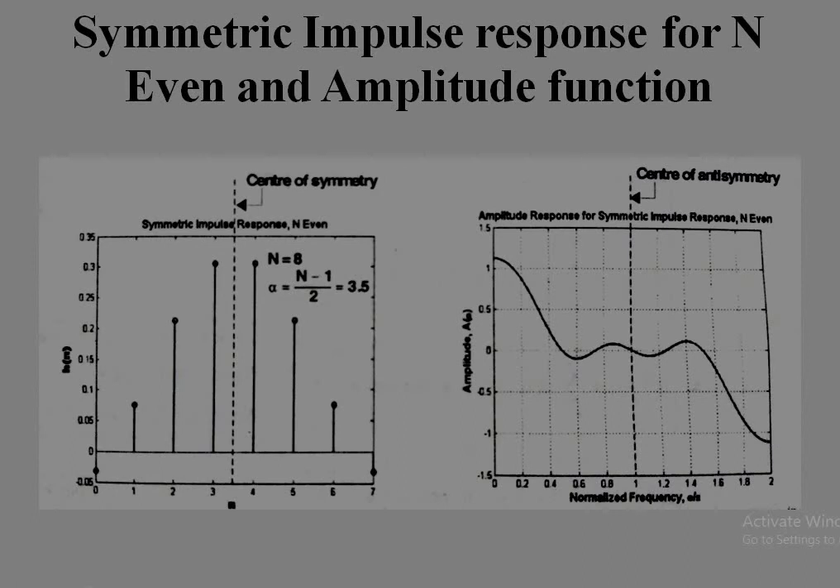From these sketches, it can be observed once again that the amplitude function of H(e^jω) is anti-symmetric with respect to ω equal to pi, where the impulse response is symmetric and N is an even number. The frequency response is also non-zero at ω equal to 0 and at ω equal to pi. So this frequency response can be used to design low pass and band pass filters, but cannot be used to design high pass and band stop filters.